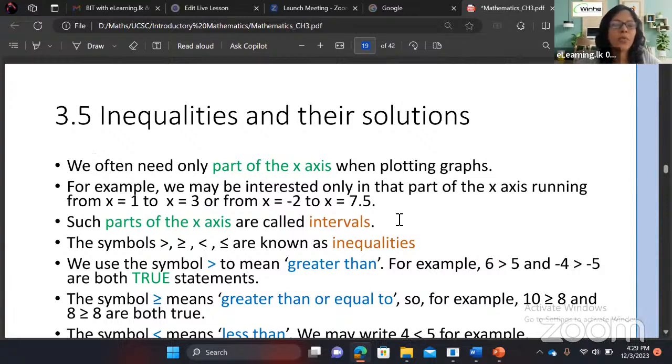Right. Now earlier we looked at equations, which have the equal sign. Now we are looking at inequalities. In an equation, both sides are equal, but in inequalities, both sides may or may not be equal. Right?